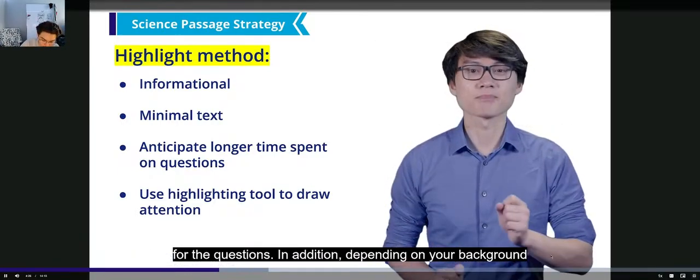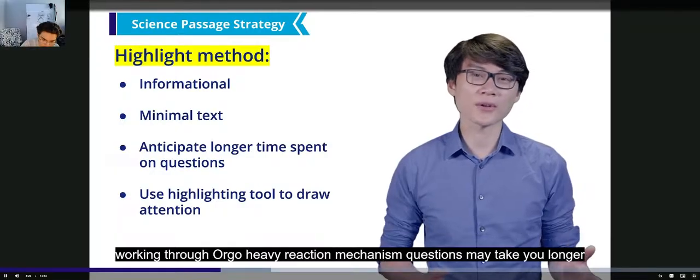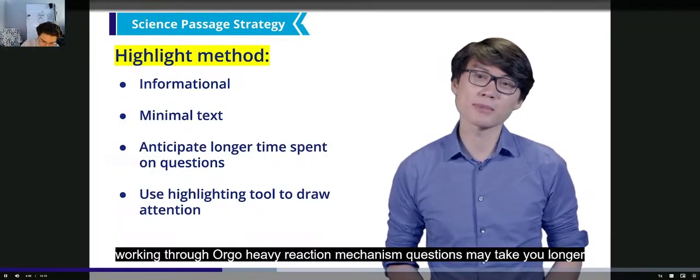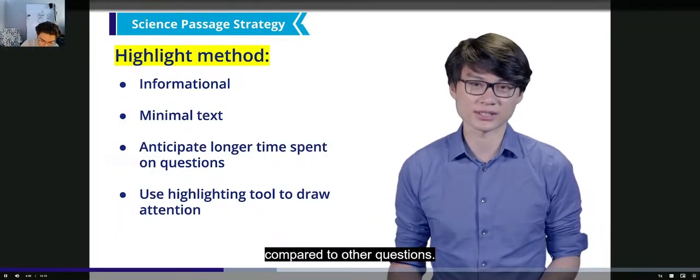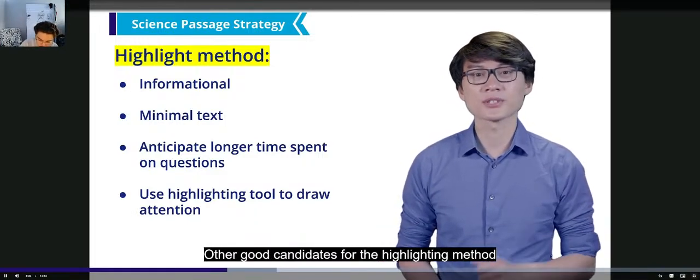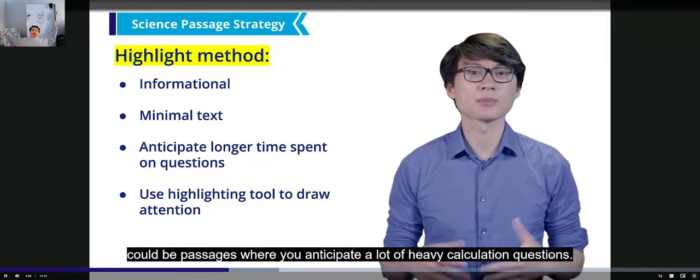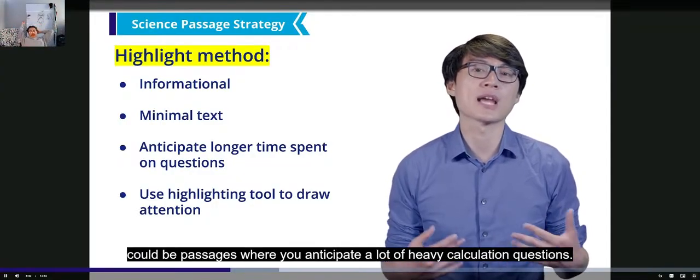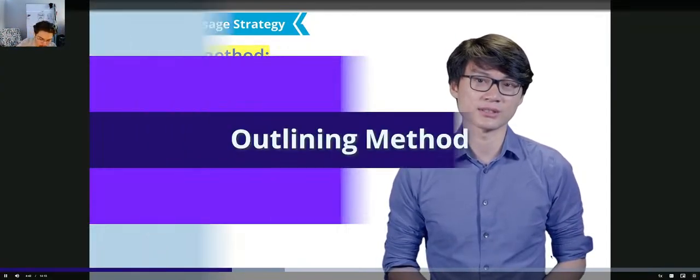In addition, depending on your background, working through Orgo-heavy reaction mechanism questions may take you longer compared to other questions, so it might be wise to invest less time in the passage. Other good candidates for the highlighting method could be passages where you anticipate a lot of heavy calculation questions.